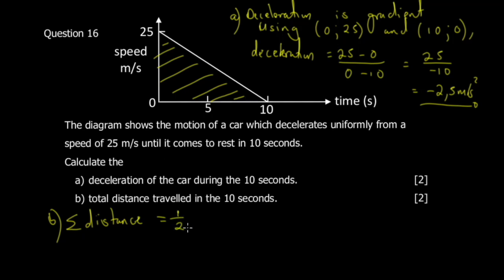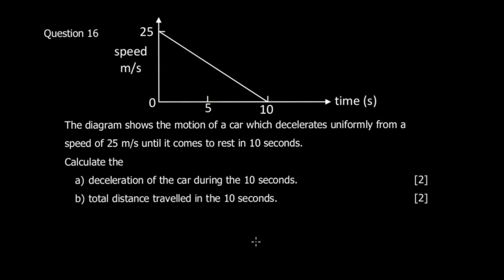So it's half base, your base is 10 seconds, by height. Your height is 25 meters per second. You can multiply this, you get 5, and then you multiply by this, you get 125. So 5 by 25, you get 125. Or you can just divide this by 2, then you get 12.5, then you multiply by 10, get 125. Don't forget the units. What are the units for our case? It's meters. And then you're done. This is question 16. You're done. Let's move to question 17.